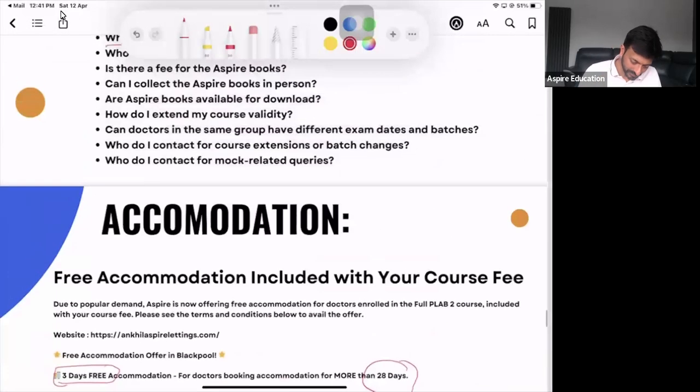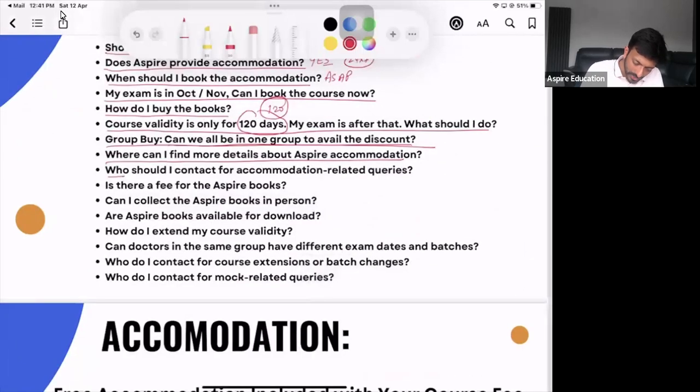Yes. The next question that we got is, who should I contact for accommodation? So we have got the answer. Is there a fee for the Aspire Book? The Aspire Book is free. If you book the course, it's there in the course fee. Can I collect the Aspire Book in person if I'm living anywhere else in the UK? Yes, anytime you come and collect it. No problem. Is the Aspire Book available for download? Yes, yes. I said you can download.